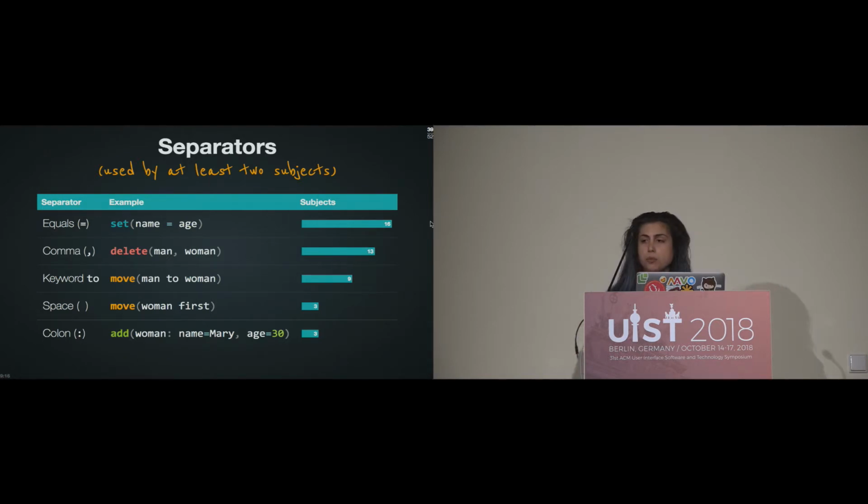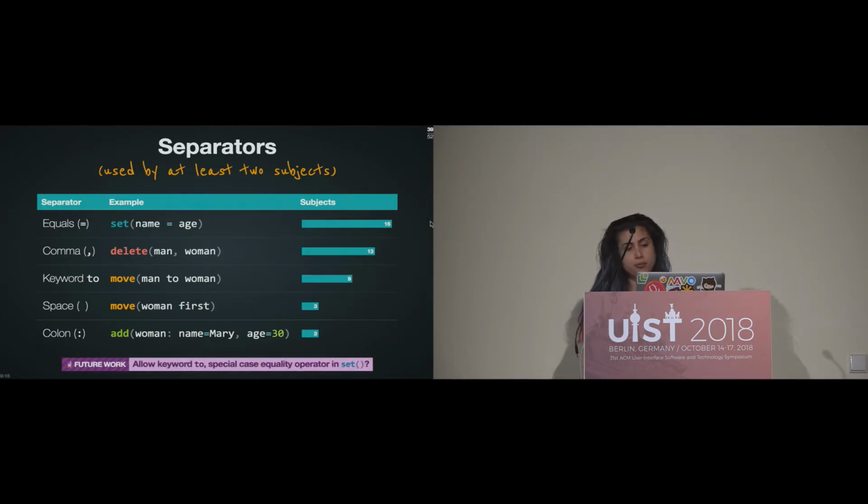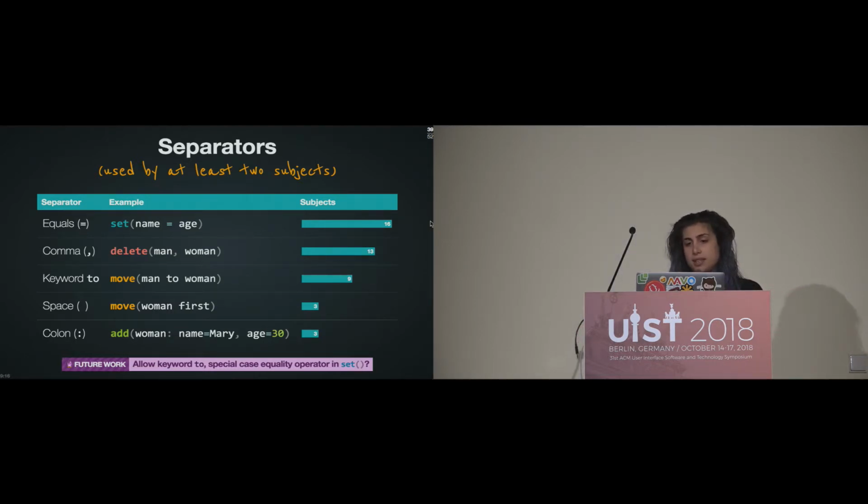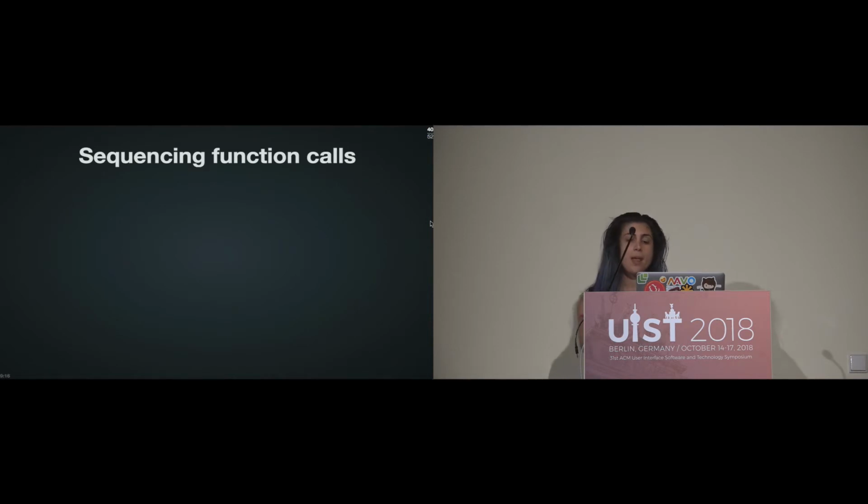The equal sign was the most common one for set primarily, but also for initial data in add, as you can see in the last row. Commas were still relatively popular, with 13 people using them at least once. Keywords like to in set or move, and spaces and colons were also used. Perhaps in the future we can allow a to keyword, which also makes it read more naturally. And perhaps we should even special case the equality operator in set to accommodate for this kind of pattern, since 16 people out of 20 used it.